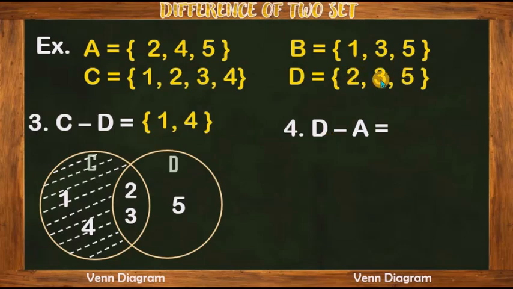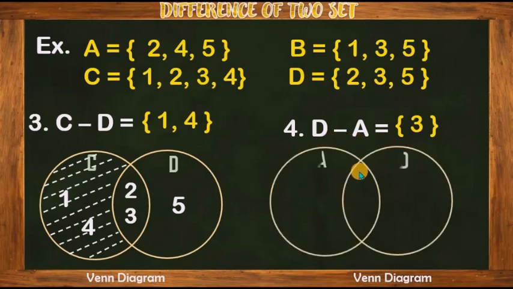Okay? Next, number 4, how about D minus A? So this is D and this is A. The common here are 2 and 5. And then D only. This is the first set, sorry. So what is left after eliminating the common elements? That is 3. So that is now the difference of these two sets.